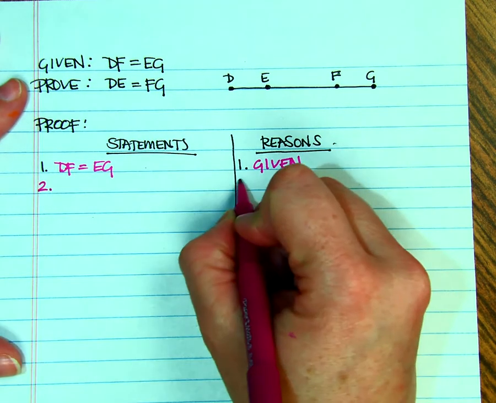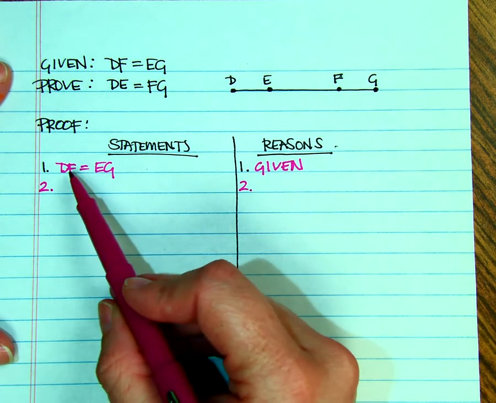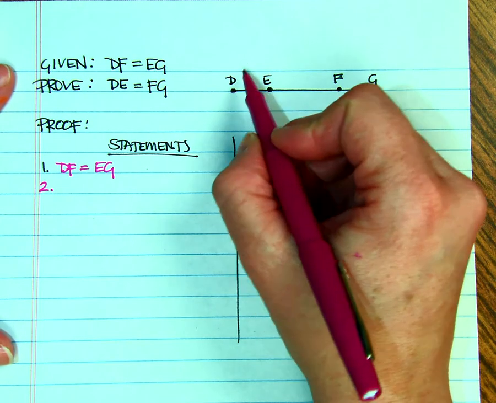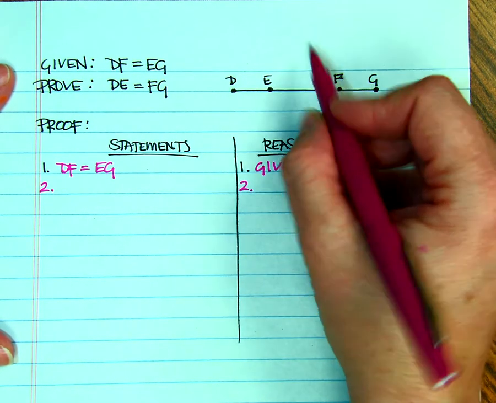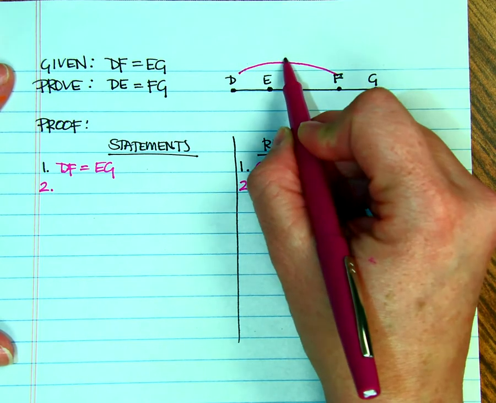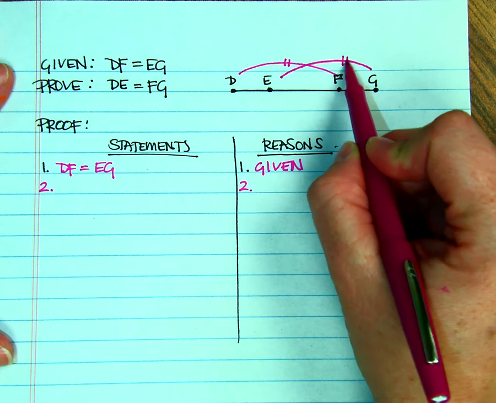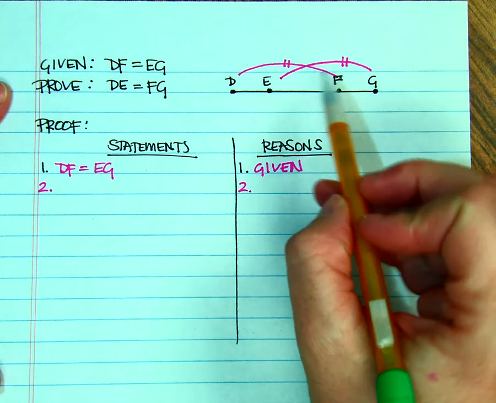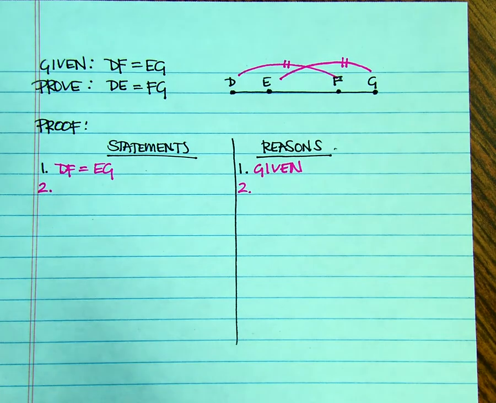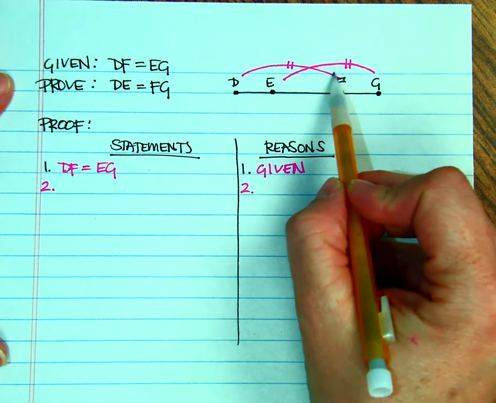Make sure that your numbers are across from each other. That's part of the formality of a proof. If I know that DF is equal to EG, and because I can't put a tick mark since this is actually more than one segment, I'm going to put my pieces here. So DF is equal to EG. So the first thing I notice is that DF and EG have this overlap.